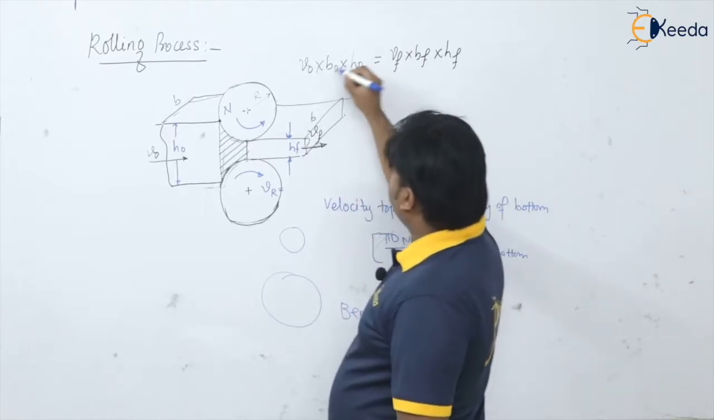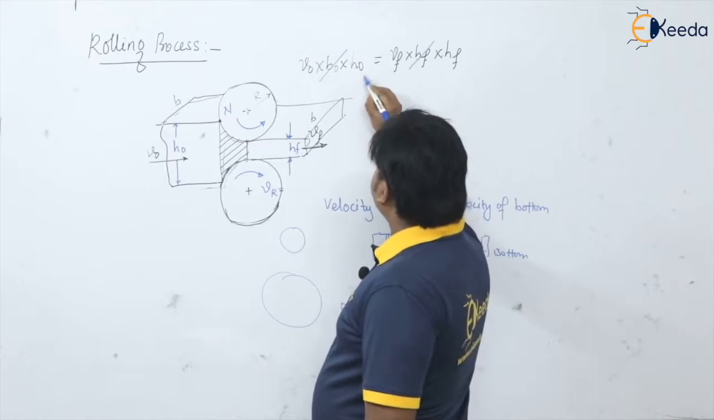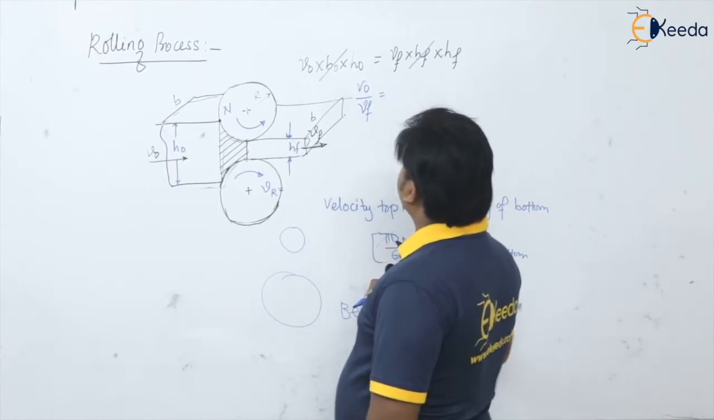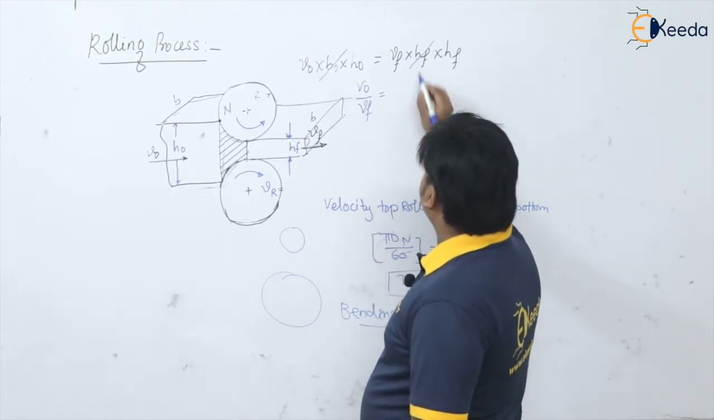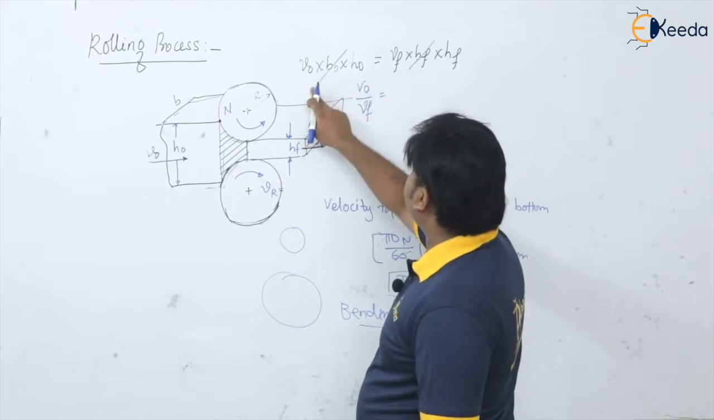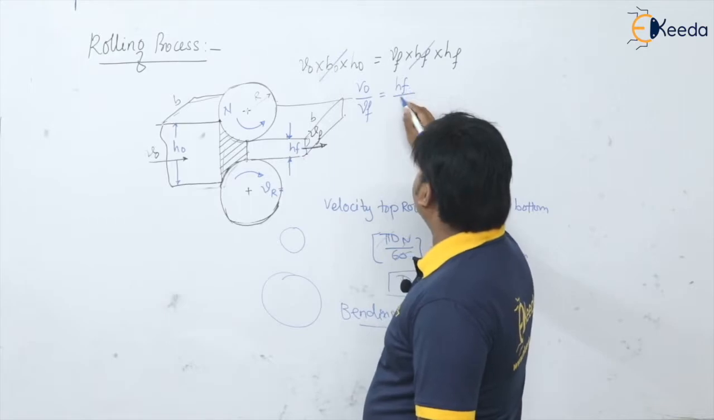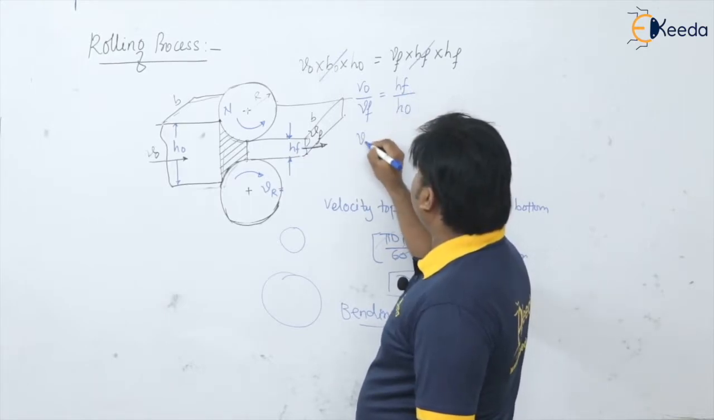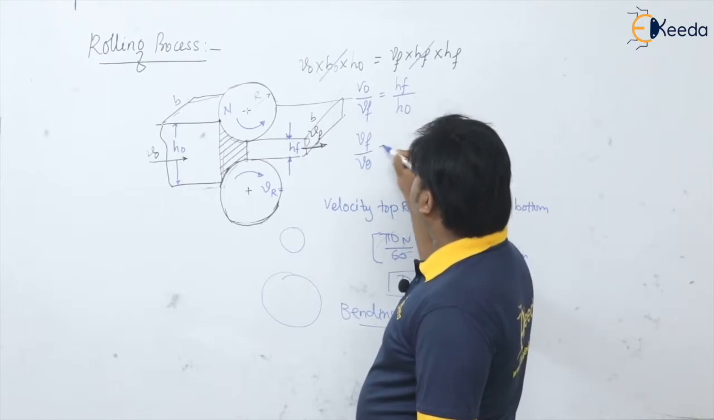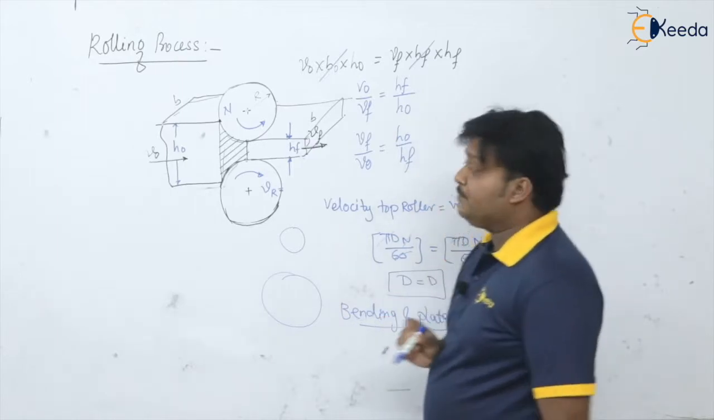As you know the width is not going to change, this is plane strain condition, so V original by V final is equal to what? V original divided by V final is equal to H final divided by H original, or V final divided by V original is actually H original divided by H final, isn't it?